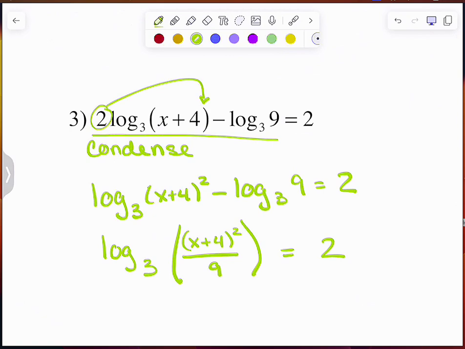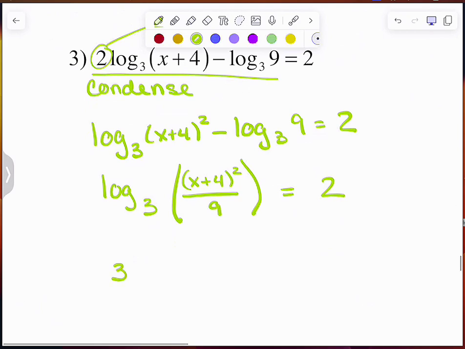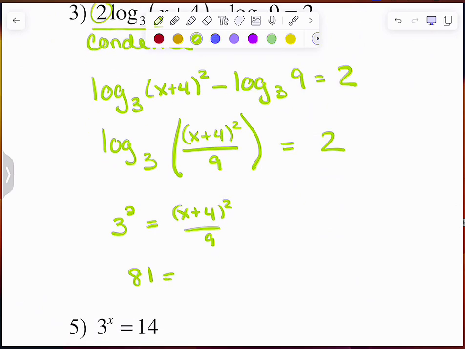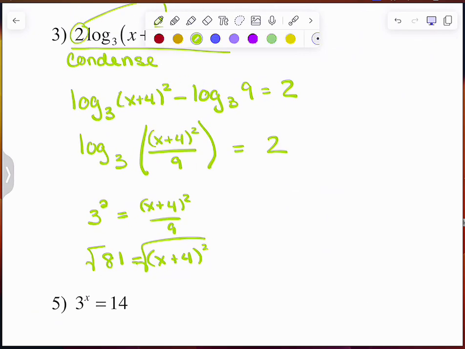Because if there was an x in there, you'd have to condense. Okay, so I condensed it to log base 3 of that whole big thing equals 2. And now I use my properties of logs to rewrite this. 3 squared equals x plus 4 squared over 9. I'm going to multiply both sides by 9, and 81 equals x plus 4 quantity squared. I didn't FOIL it out because now I can do this. Ta-da! So I know that x plus 4 equals positive or negative 9.